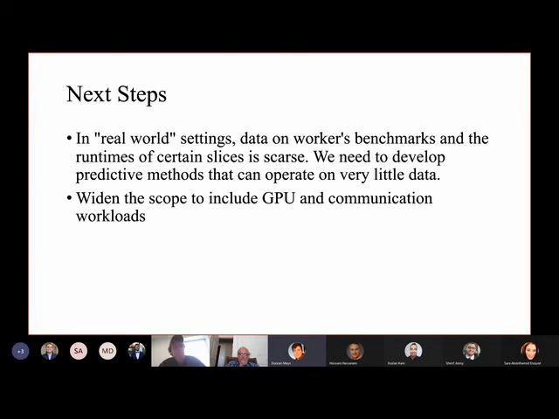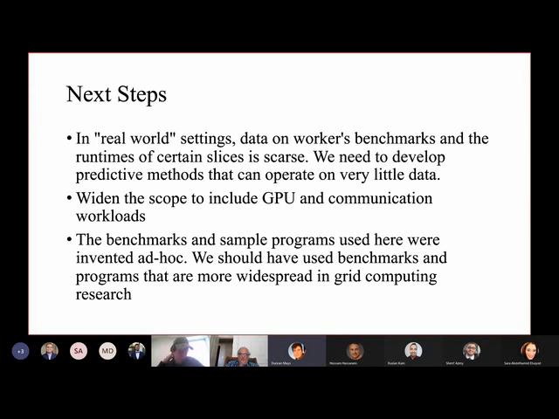Secondly, we need to widen the scope of this study to include GPU and communication workloads, because a lot of work that people do on grid computing systems use GPU and communication. And thirdly, the benchmarks and sample programs were invented for the purposes of this study. We should have used benchmarks and programs that are more widespread in grid computing research and are more representative of the workloads that DCP works on.